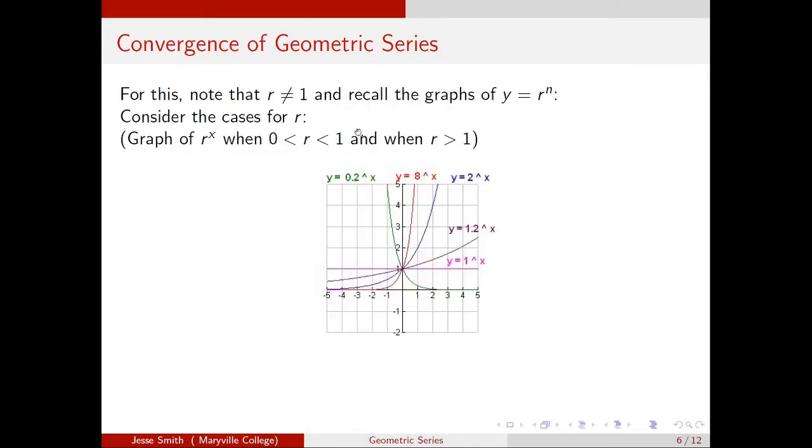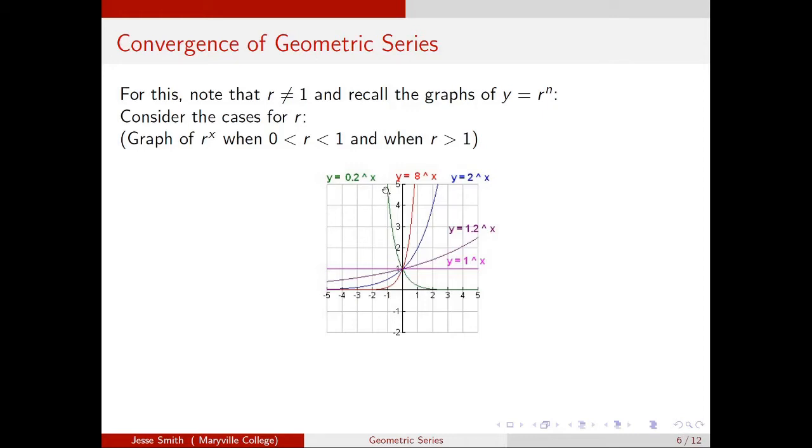We'll notice that r is not 1, so we don't need to stress about that. I can only do the algebra on the previous slides as long as r is not 1. We'll come back to that later. But let's look at all the different graphs of r to the x. This is an exponential curve. I've graphed several of them below in different colors here. This is 0.2 to the x, this is 8 to the x, this is 2 to the x, a few of them there.